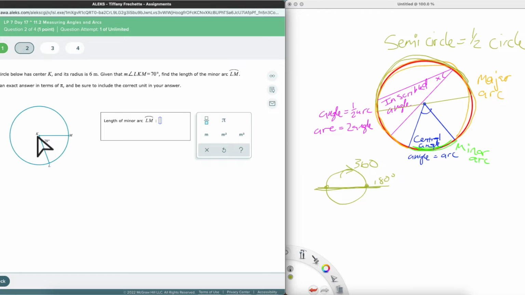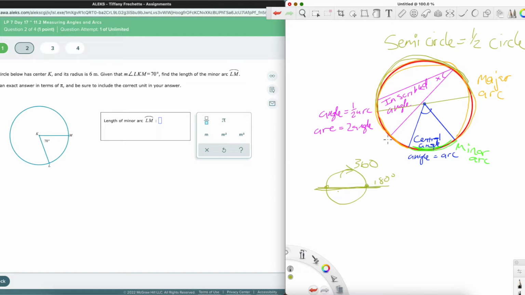So the arc length, this is where we want to step back. We just did circumference, a couple of videos ago, might have actually been the last video. So circumference equals 2 pi r, or circumference can equal diameter times pi, because 2 radii is 1 diameter.